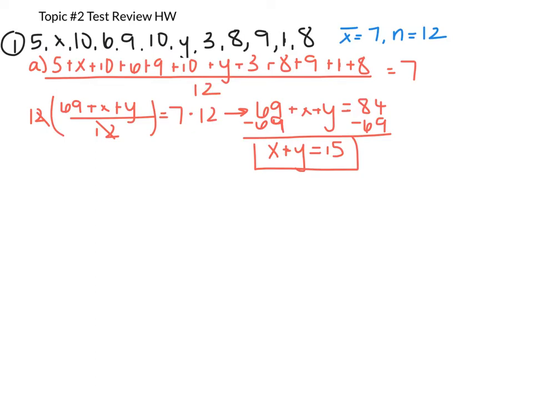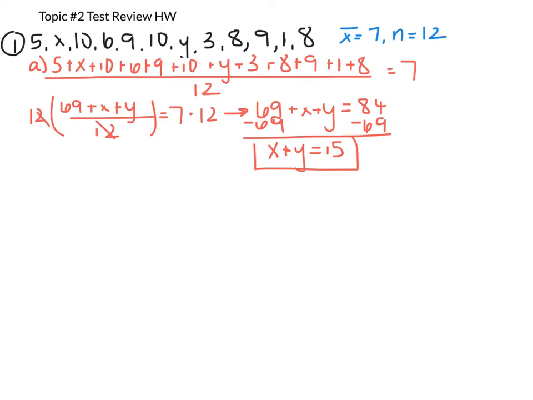If you add up all the numbers you know, you get 69, so (69 + x + y) / 12 = 7. Multiply both sides by 12, so you get 69 + x + y = 84. If you subtract 69 from both sides, x + y = 15.